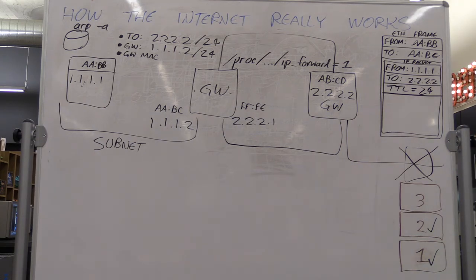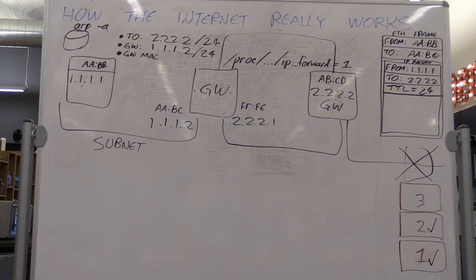Right now the value is 24. If it decrements each time, how does it make sure it doesn't fall to zero before it reaches the destination? If it gets received on the machine with a value of 1, but the Ethernet frame is addressed to that machine and the IP address is addressed to that machine, the machine will act on it. It won't throw it out. It's only if you go to forward it and the value is 1 that you throw it out.